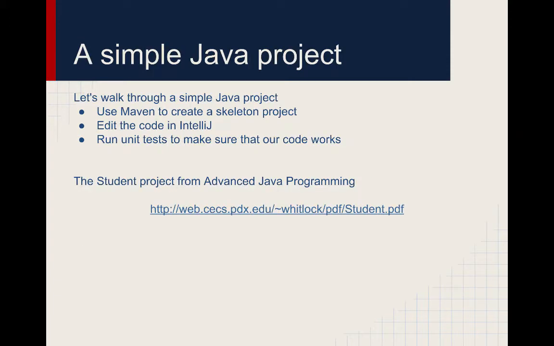Okay, now that we've learned about some of the fundamental tools that are used with Java, let's take a look at a simple Java project. We'll start by building a simple student application, and we'll see how we can use Maven to create the skeleton of the project. We'll then, after running some Maven commands, open up IntelliJ and look at what the code looks like in there, and then also use both IntelliJ and Maven to run our unit tests and our integration tests to make sure that our code works properly. All of this comes from the student project from the course's website.